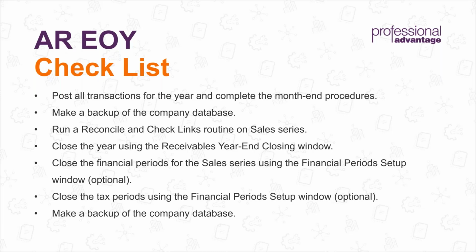Firstly, again, we need to make sure any transactions for the year we intend to close have been posted, and we've also done our usual month-end process for the AR module, right? Following that, we straight away recommend you do a backup of the company database, and then do a reconcile and the check links routine on the sales module. This is, again, part of the database maintenance process. I don't know whether you usually do it on a regular basis.